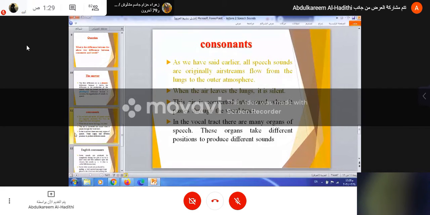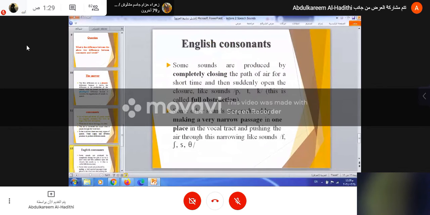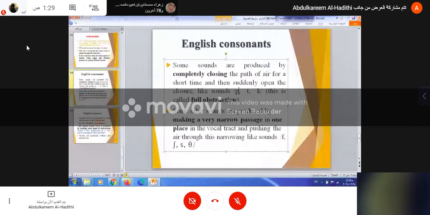Some speech sounds are produced by completely closing the path of air, which means by stopping the airstream completely in the path, in the mouth, and then we open the obstruction, like the sounds p, t, k. In these sounds, we stop the airstream completely by closing the mouth.